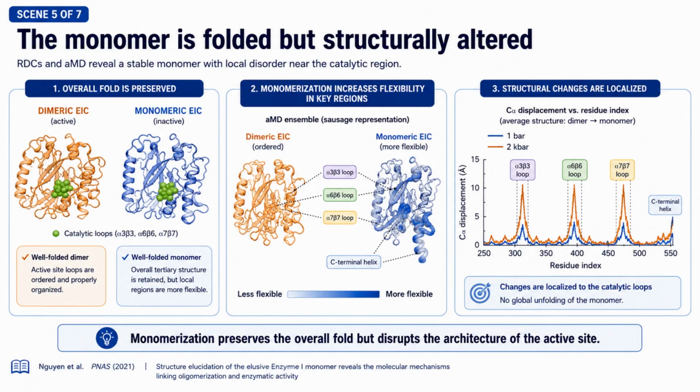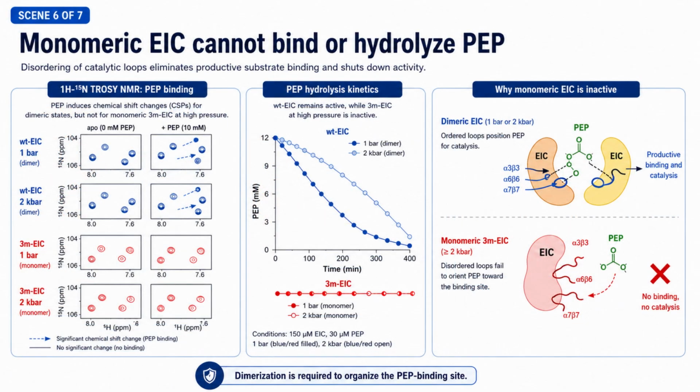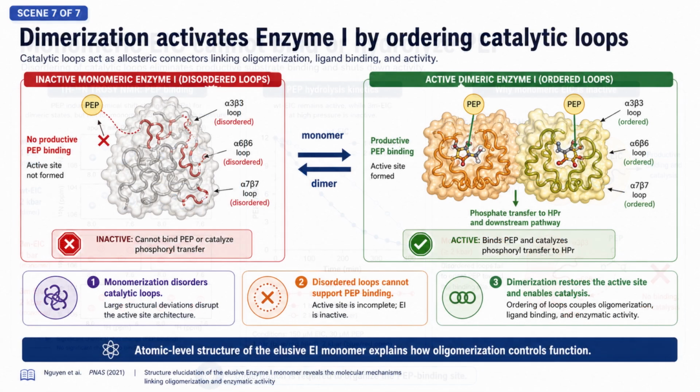This local disorder has a direct functional consequence. NMR binding experiments show that monomeric EIC does not bind PEP, and activity assays show that it cannot hydrolyze PEP. Without dimerization, the catalytic loops cannot organize the active site for productive substrate binding. Together, these results explain why enzyme 1 requires dimerization for activity.